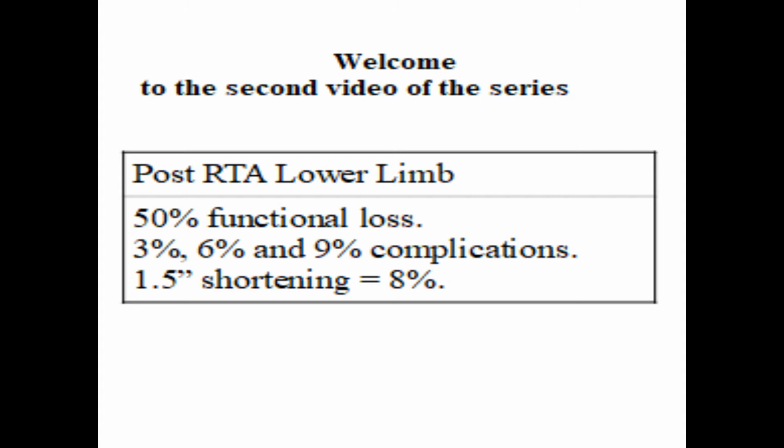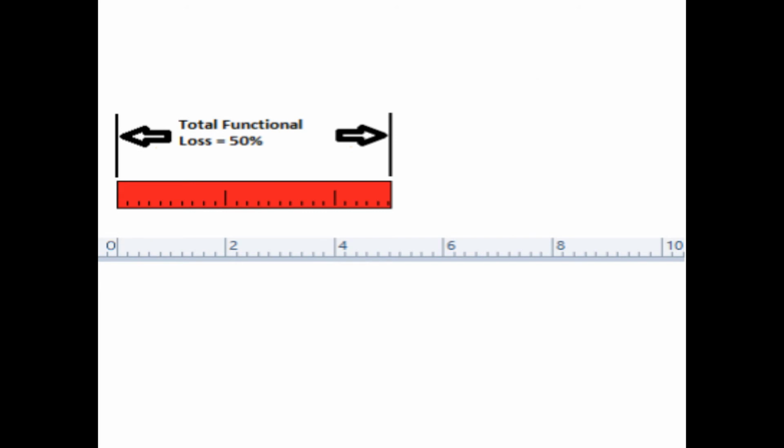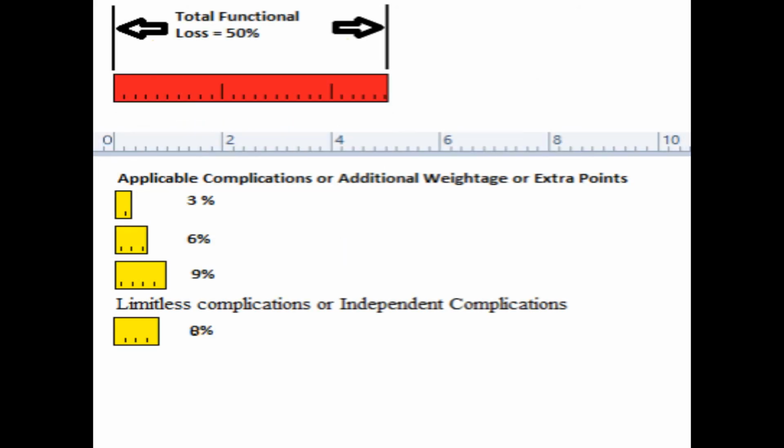This imaginary case had 50% functional loss in lower limb. We can picturize it on a scale of 0 to 10 like this. He also had 3 listed complications. Value of complications in the list were 3%, 6% and 9%. In addition, he had a shortening of 1.5 inches which is calculated as 8%.